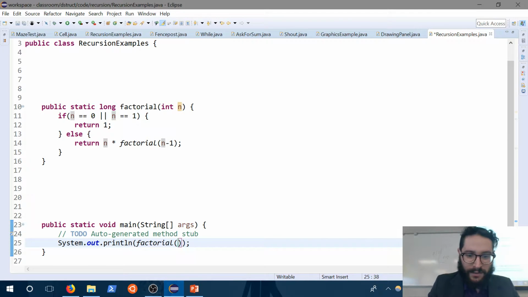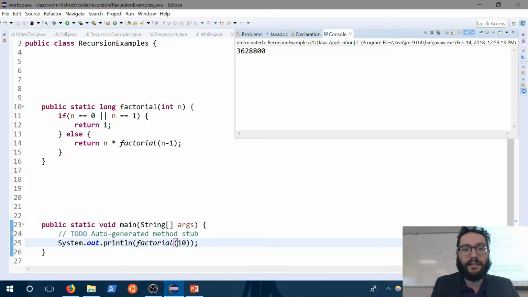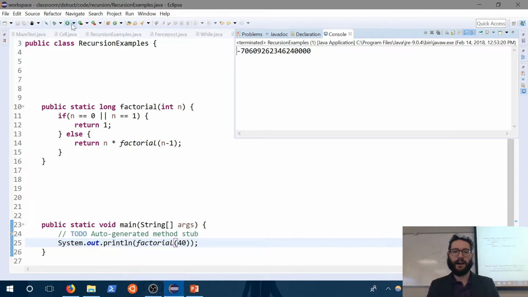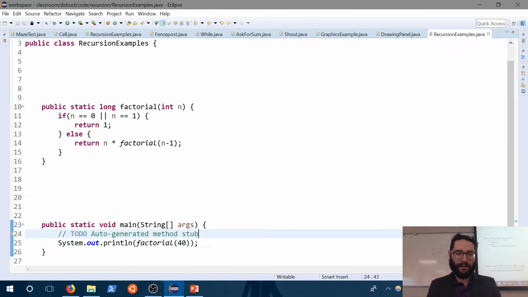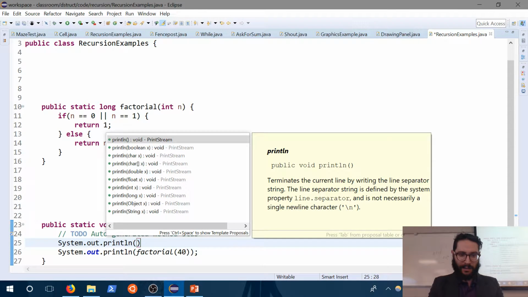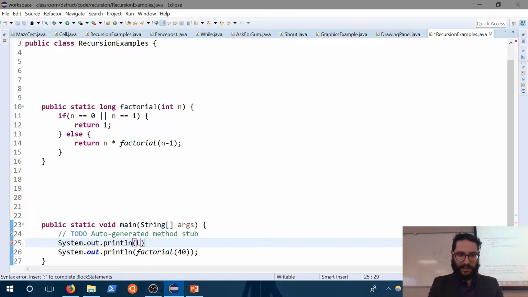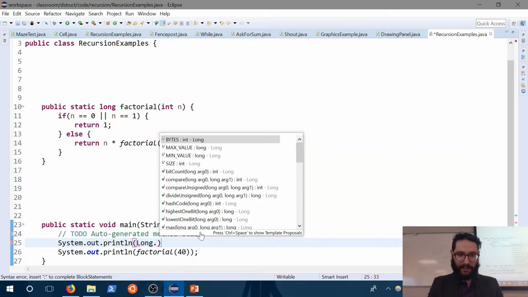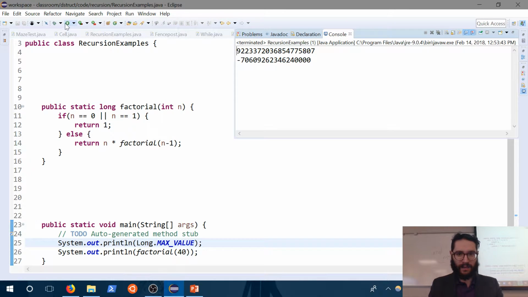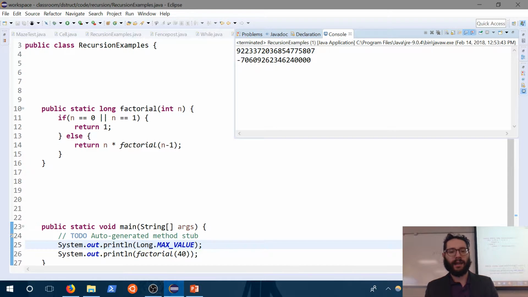So let's go ahead, and again, these factorials go up crazy fast. Yes? I noticed when I put in a high number like factorial 40, the result comes out negative. Ah, that's because, again, of overflow. Let's go ahead and print out the biggest long. System.out.println, the Long class dot max value. So the biggest long there is this number, and factorial 40 is actually much bigger than that number.